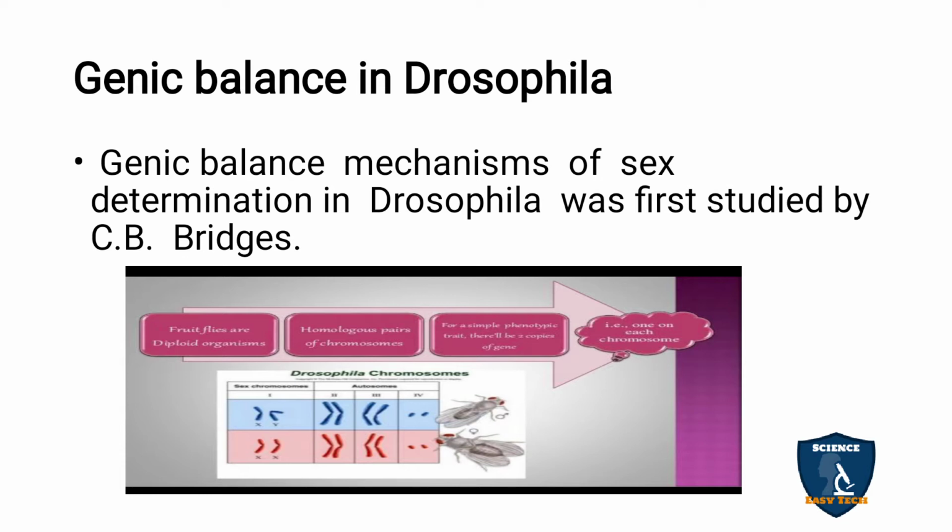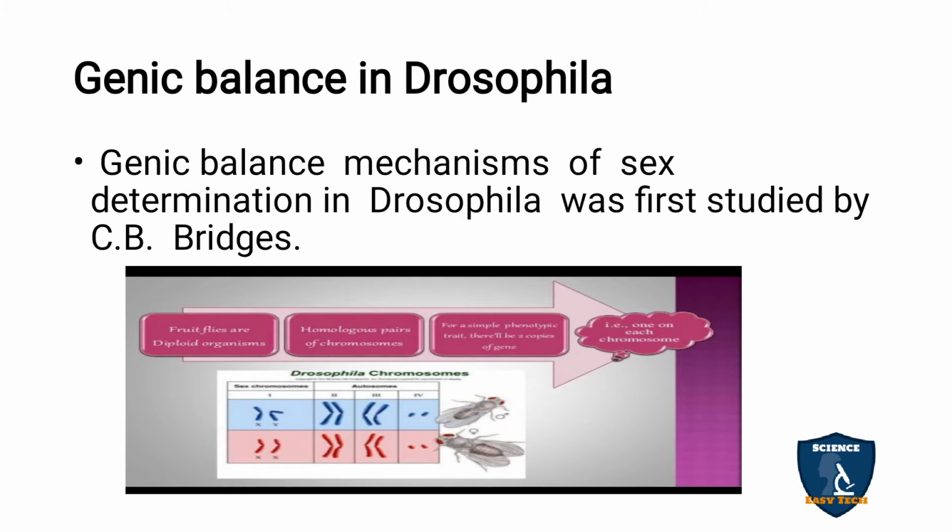This genic balance mechanism of sex determination in Drosophila was first studied by C.B. Bridges. We all know the sex is denoted by letters XX and XY. The 2X denotes the femaleness of the fly, and XY denotes the male, and here the Y is responsible for the fertility of the male, not the maleness. Only the autosomes are going to determine the maleness of a fly.